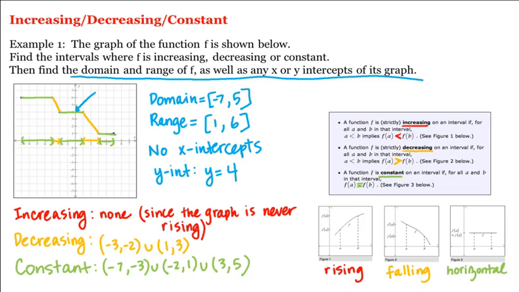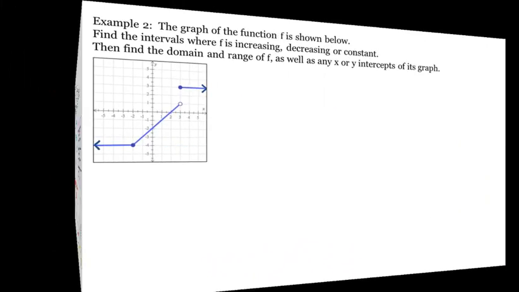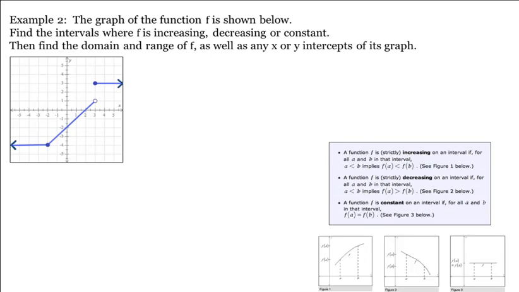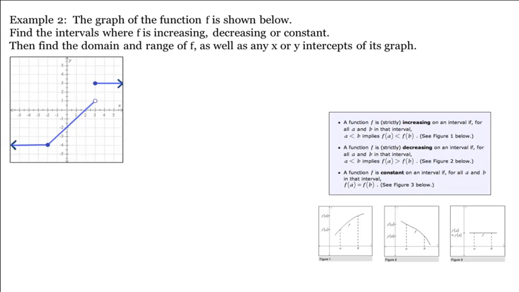All right, let's look at another example. Here's the graph of f. Again, we'll determine the intervals where f is increasing, decreasing, or constant, and then we'll find the domain, range, as well as any x or y intercepts. Again, a function is increasing on an interval if for every a and b in that interval with a less than b, then the y value f of a is less than the y value f of b, and the graph will be rising on that interval.